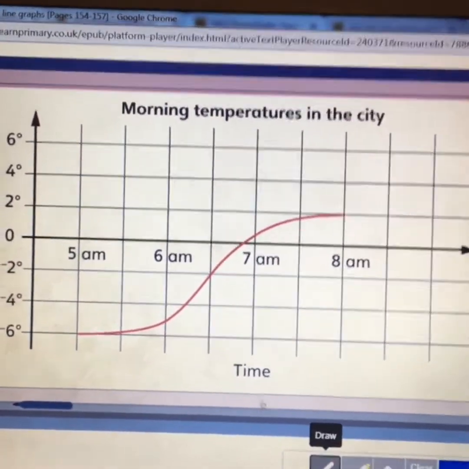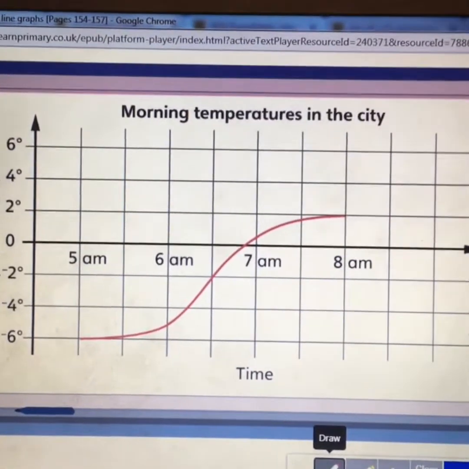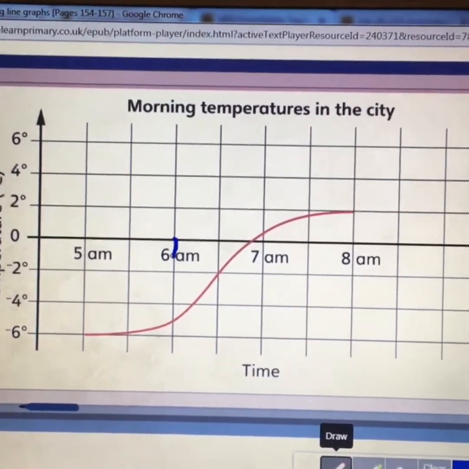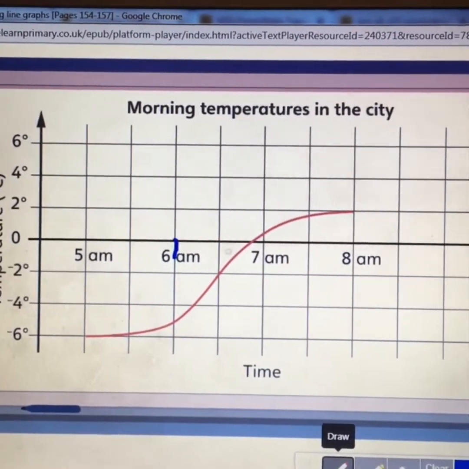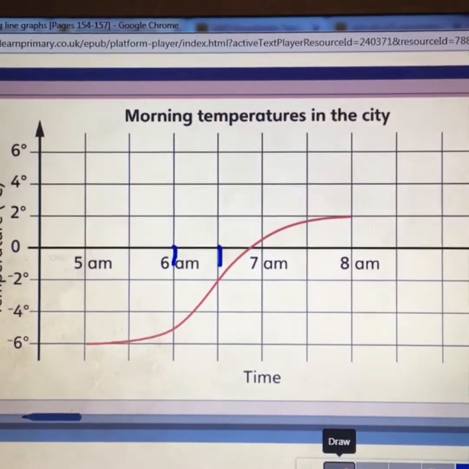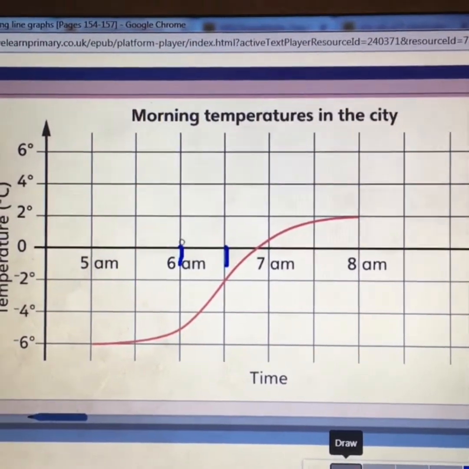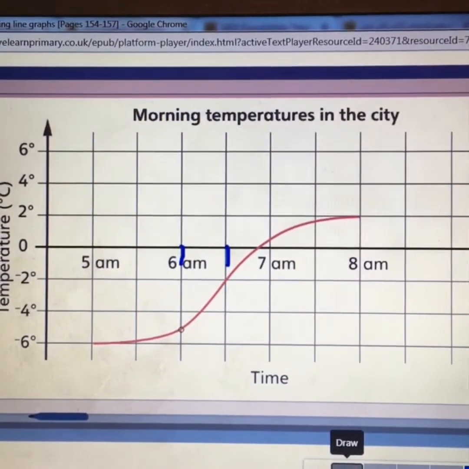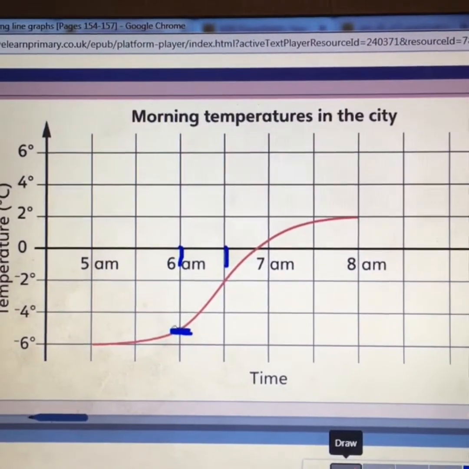Okay then, answer time. So I wanted to know the difference between the temperature at 6 o'clock and 6:30. And I know that this was half an hour, so I know that that's 6:30. So first of all, I'm going to go along till 6 a.m. Then I'm going to go down until I hit the line. Okay, so there's the data point there.